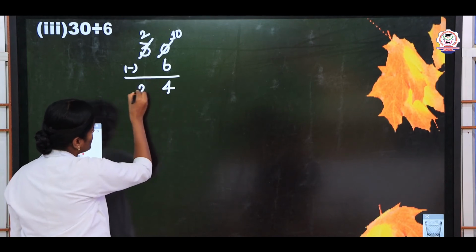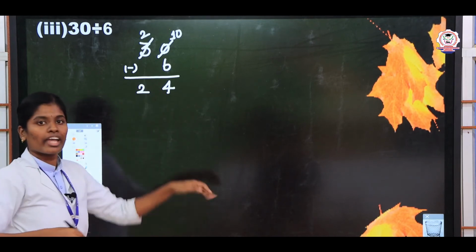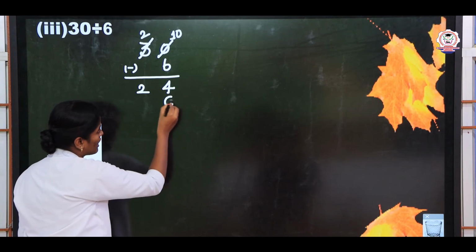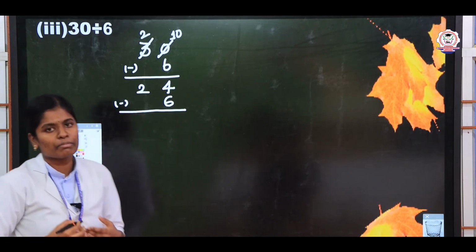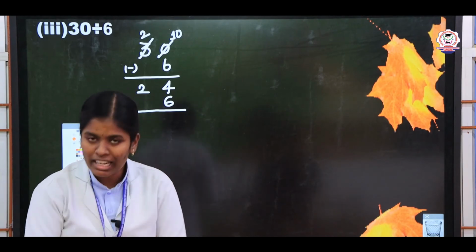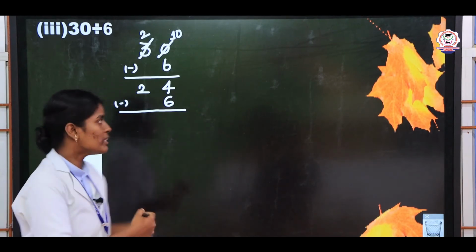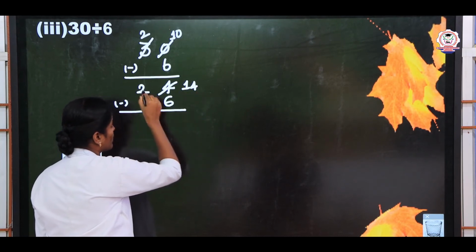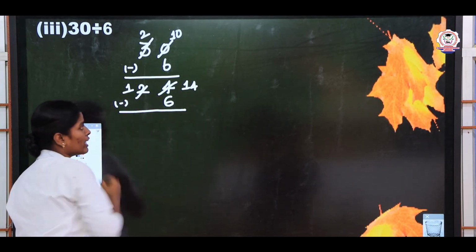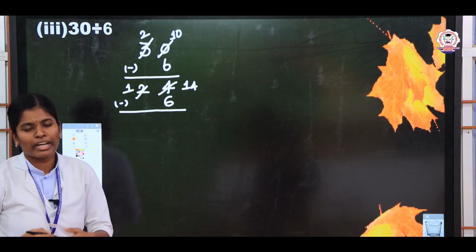Next we have 2 there. Write 2. Again you should take a 6. Now 4 minus 6 possible now? It is not possible. Compared to 6, 4 is the smallest number. So 4 will change into 14 and 2 will change into 1. Right? So now you subtract 14 minus 6.